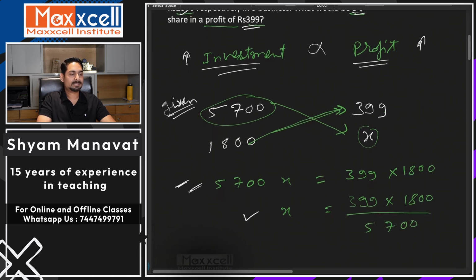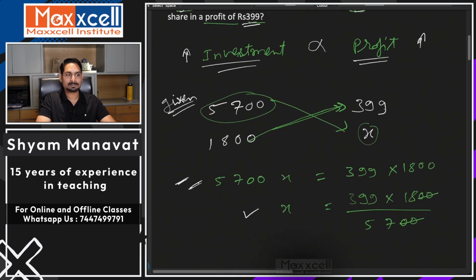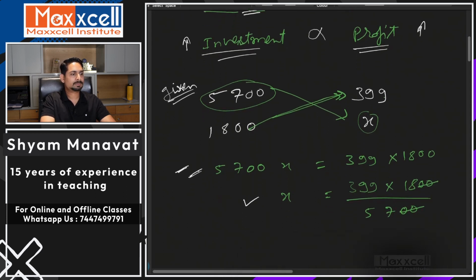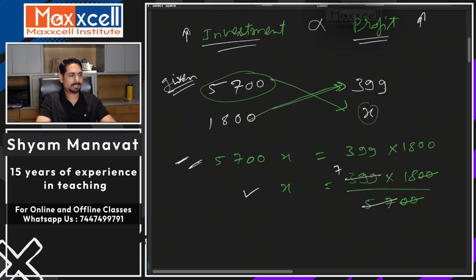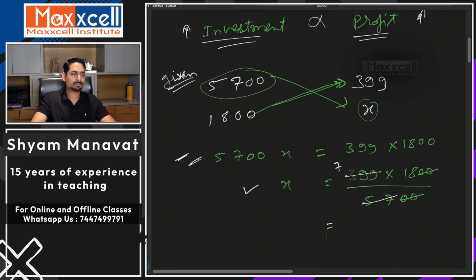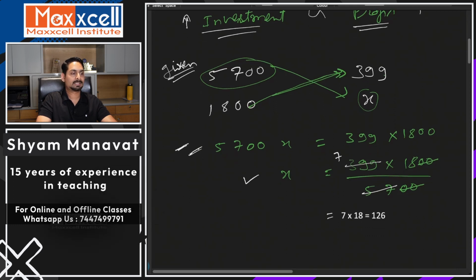Now simplify this. Let's see, you can cancel 57 and 399 by 7 times. 7 sevens are 49, 5 sevens are 35, 35 plus 4 is 39. You can cancel 399 directly with 57. Now you need to multiply this 7 with 18, and what you get here is 126. That's your answer.